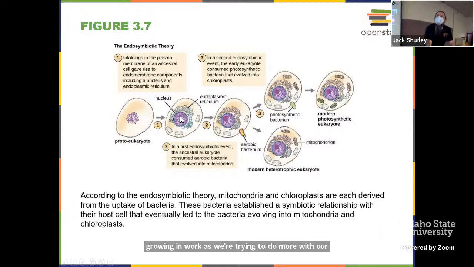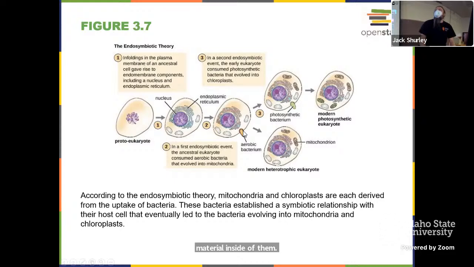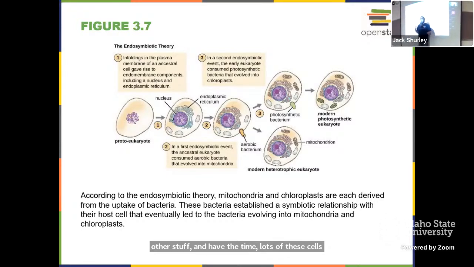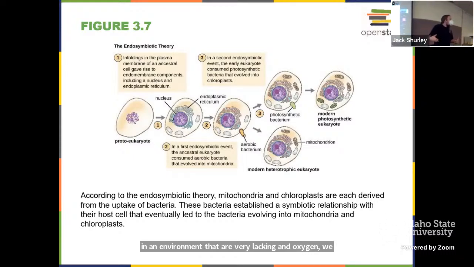So these are the precursors of eukaryotic cells, gaining this extra membranous material inside of them. And these suckers need to feed, right? So they engulf other stuff. And at the time, lots of these cells are in an environment that is very lacking in oxygen. We don't think about aerobic respiration like we think about today. It was very different, right?